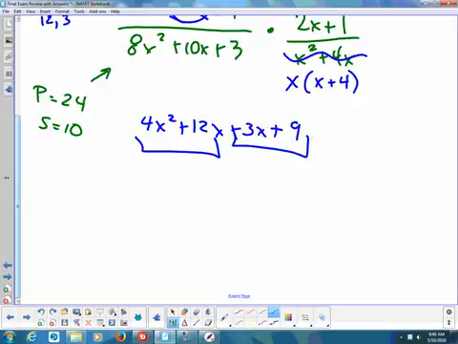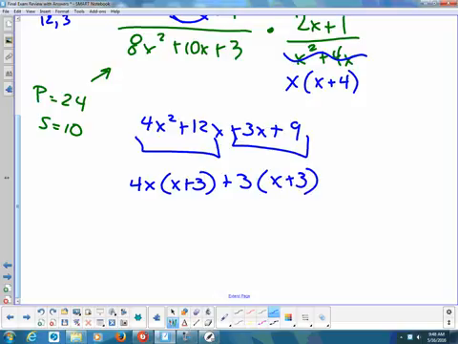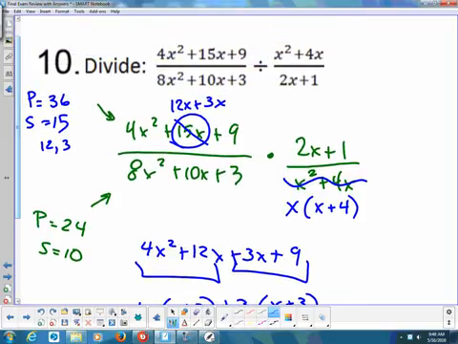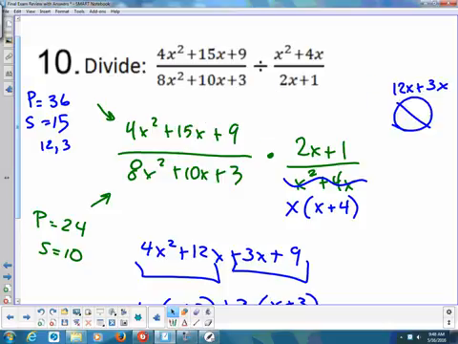And what did you get here? 4x plus 3, because you factored out 4x and had x plus 3, and you factored out 3 and you had x plus 3. So you got 4x plus 3 times x plus 3. Ladies, do you all agree? Yes? So let me write that in, 4x plus 3, x plus 3. Get rid of all that. This is 4x plus 3 times x plus 3.